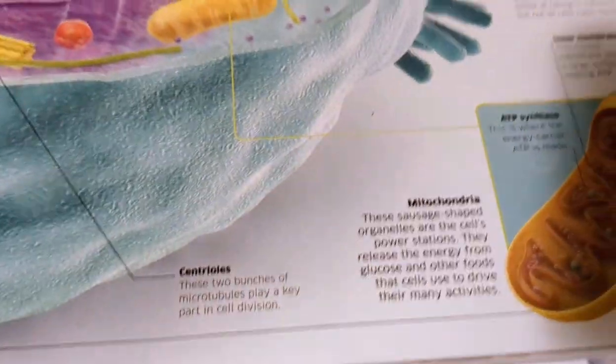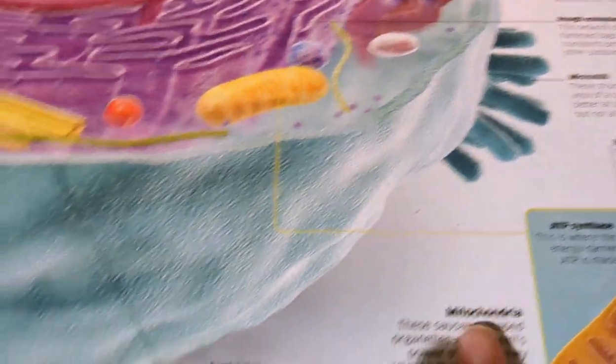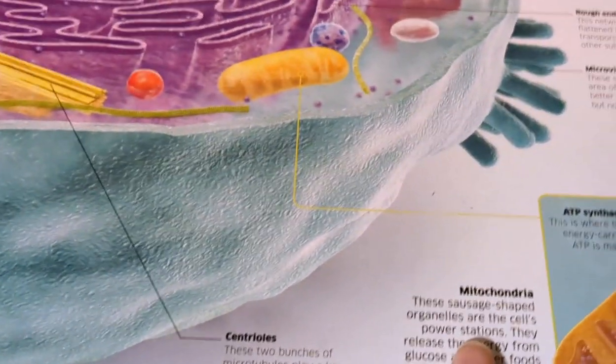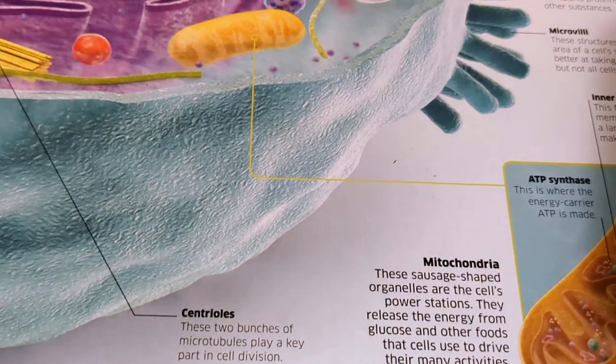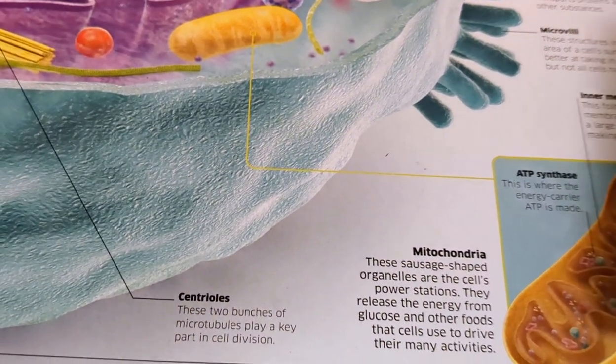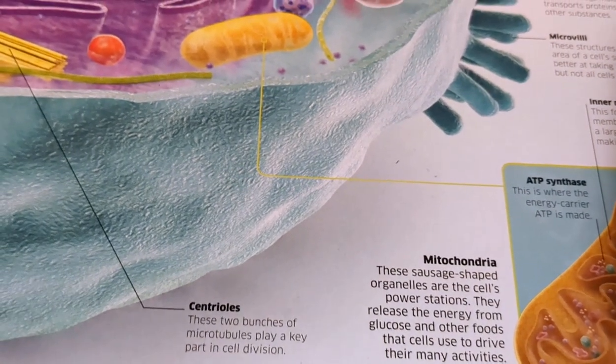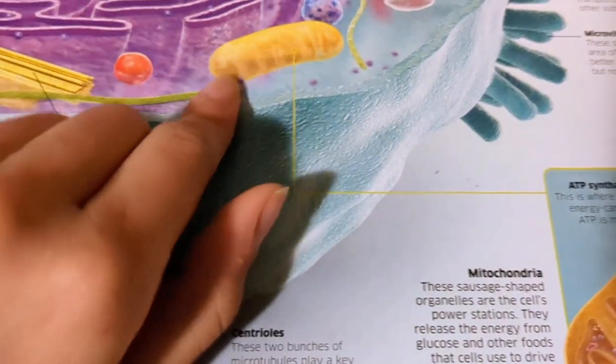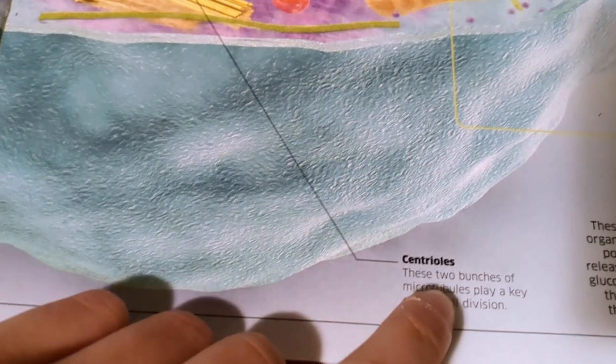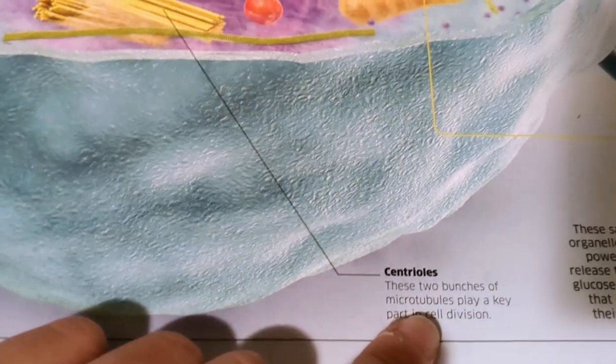Okay, next we have the mitochondria. These sausage-shaped organelles are the cell's power stations. They release the energy from glucose and other foods that cells use to drive their many activities. And then we have centrioles. These are two bunches of microtubules that play a key part in cell division.